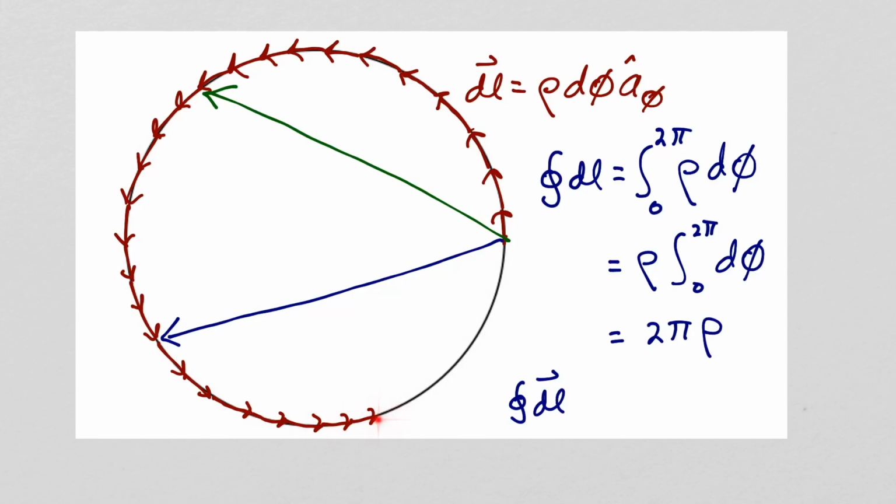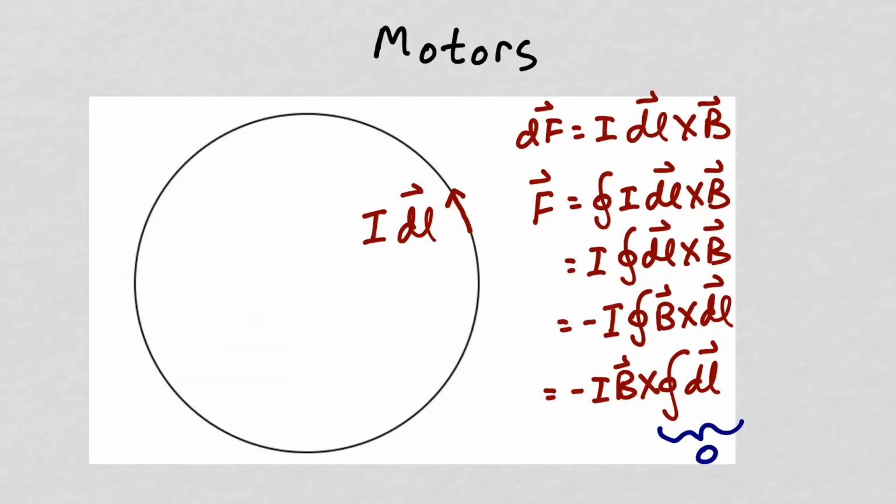So let's continue to add our dl's. When we've gotten to this point, the vector sum of all these dl's will be this vector. And you can see as we continue to add the rest of the dl's all the way around that in the end, the vector sum of all these vectors will be 0. So the force on a current loop in a uniform magnetic field will be 0. So the current loop will not translate, but it can experience a torque and rotate.